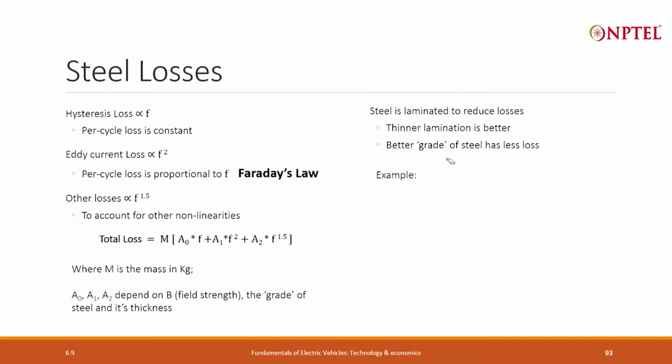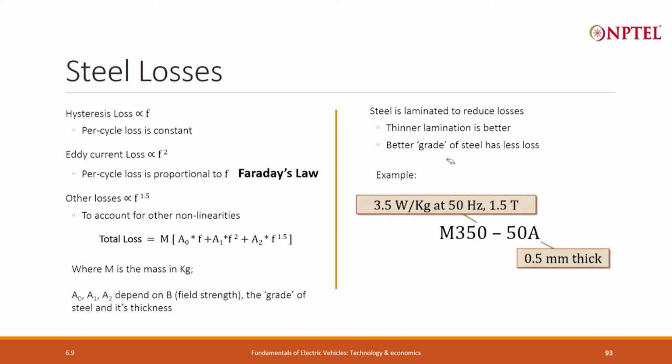So, when I go and try to purchase steel laminations from a shop, there are different grades that are available. They will be denoted like this: M350-50A. What does this mean? The M stands for the grade of steel. It says that it will give me 3.5 watts per kg under certain standard test conditions, which is 50 hertz and 1.5 Tesla. And the number 50A merely tells me that the thickness is 0.5 millimeters.